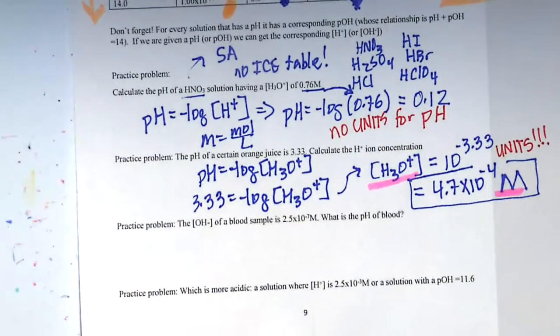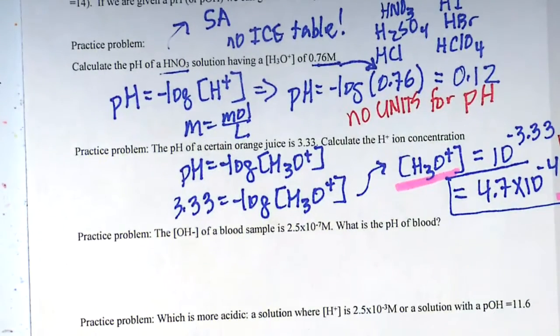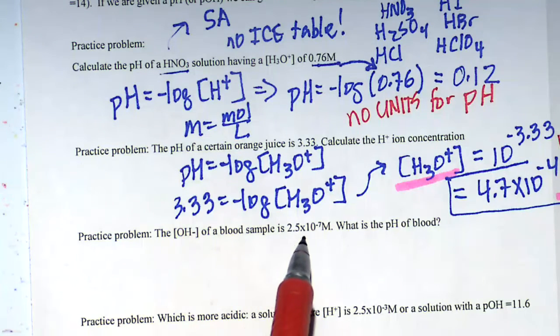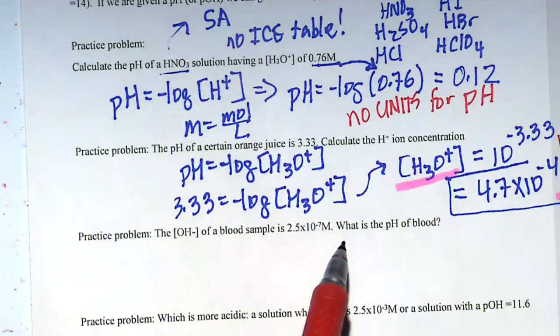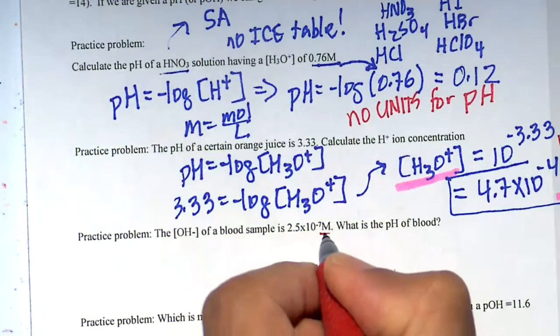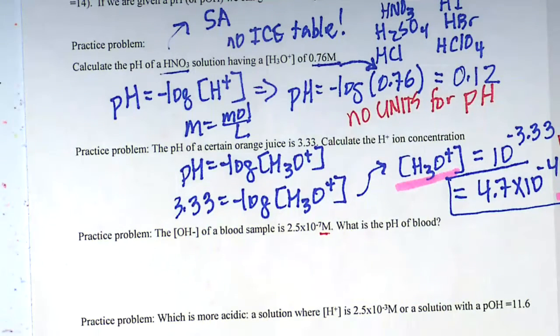Are these problems interesting or not? Maybe, sort of. Let's do another one here. We talked about orange juice. Let's talk about blood. The hydroxide ion concentration of a blood sample is 2.5 times 10 to the minus 7 moles per liter. What is the pH of the blood?